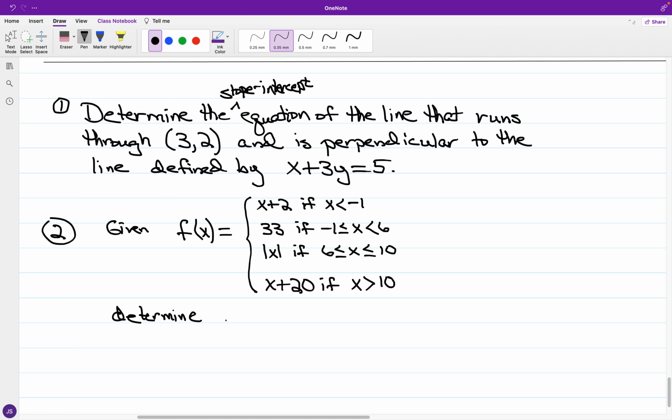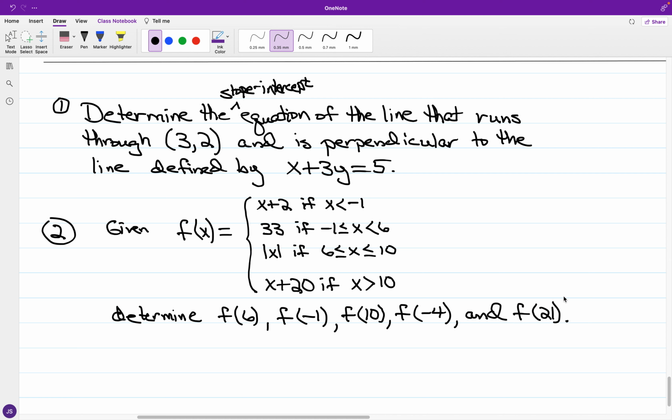And let's determine what we have for f of 6, f of negative 1, and, let's see, let me throw this out here, f of 10, f of negative 4, and f of 21.